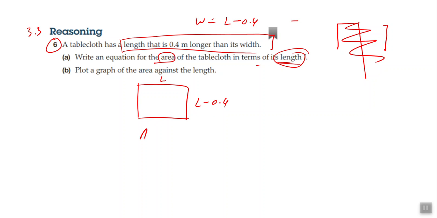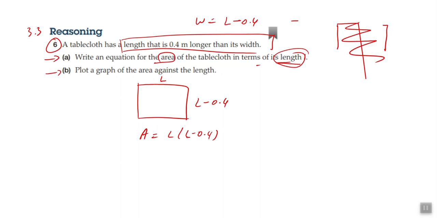So the area would then be length times width. So it'll be L times (L minus 0.4). And we've gotten everything in terms of L's, which is great. We don't want a W anywhere. So that's essentially what part A is asking us.